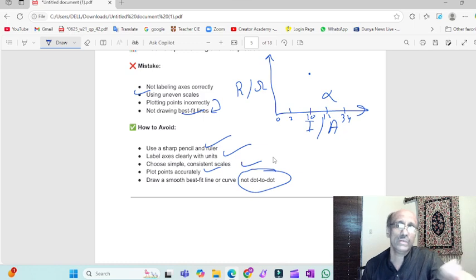Some students told me that in bio, the teacher trained them to join the line dot to dot, but in physics, always remember this is not the case. You are not required to join dot to dot all those points. So you have to draw the line of best fit or the curve of best fit.